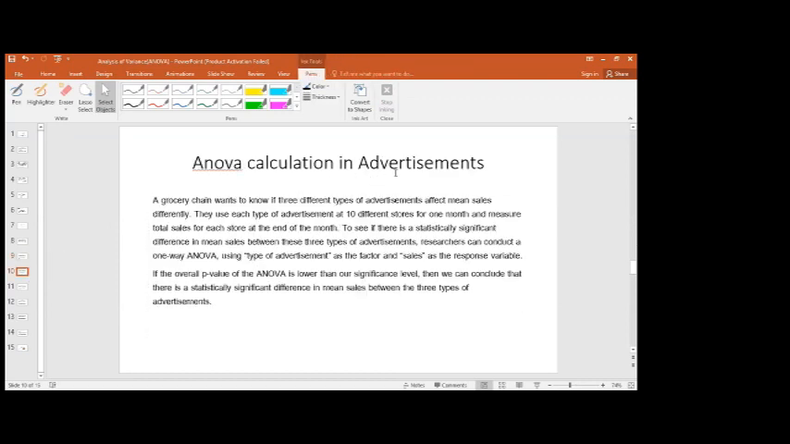Same thing for calculation in advertisement. Same formula applies in the advertisement. Here you can read out how we can calculate ANOVA in advertisement.